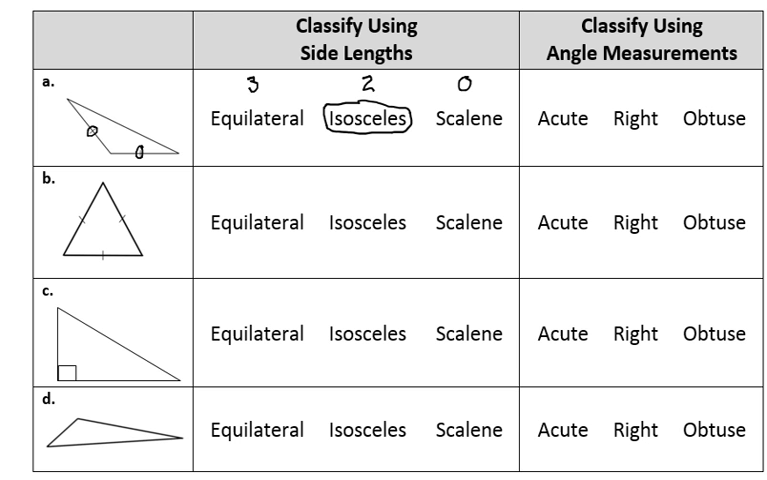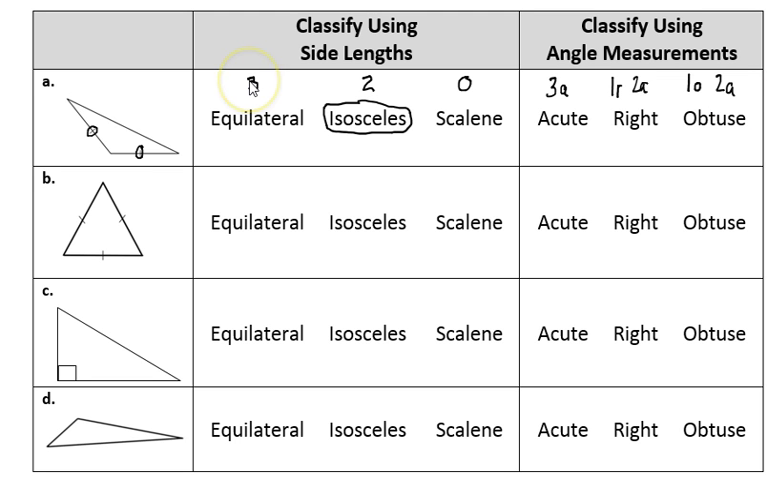Now I'll look at the angle measurements. If all three angles on the triangle are acute, we call it an acute triangle. If we have one right angle and two acute angles, it's considered a right triangle. And if we have one obtuse angle and two acute angles, it's considered an obtuse triangle.